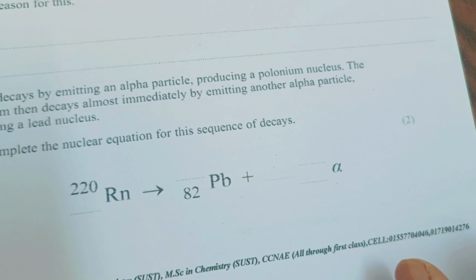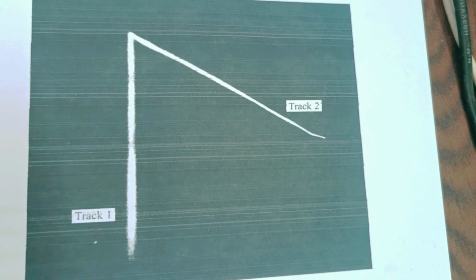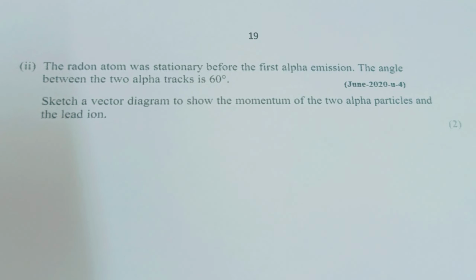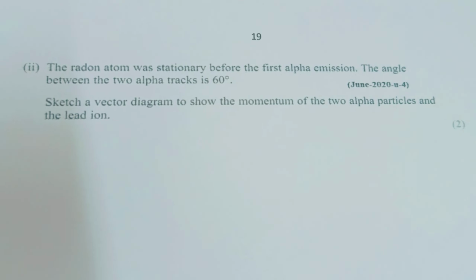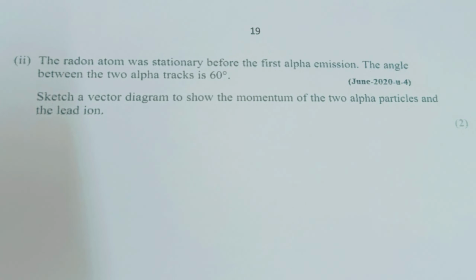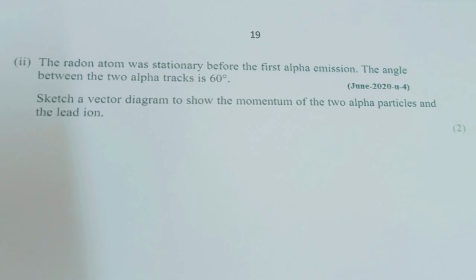There is a related question, but students can solve these two questions easily; most of the time, students face problems with the second question. The question is: the radon atom was stationary before the first alpha emission. The angle between the two alpha tracks is 60 degrees. Sketch a vector diagram to show the momentum of the two alpha particles and the lead ions.